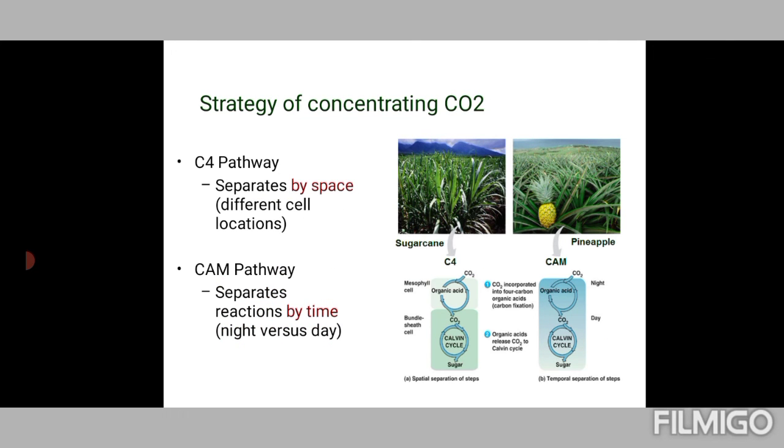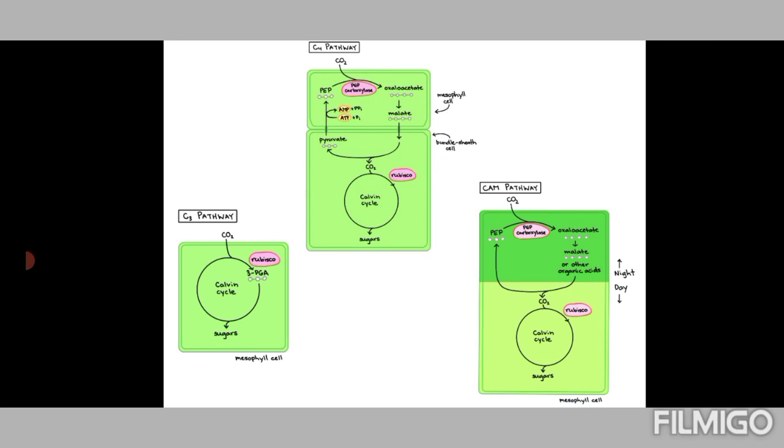And the strategy of concentrating carbon dioxide for C4 plants is that they separate it by space. That is, the spaces of the mesophyll cell and bundle sheath cell are different. And in the CAM pathway, the separation is by time. That is, the day and night times are chosen differently. Basically it's night versus day. And this is the pictorial representation of the C3 pathway, C4 pathway, and CAM pathway. And obviously, the C3 pathway is the one which eventually leads to the synthesis of carbohydrates.